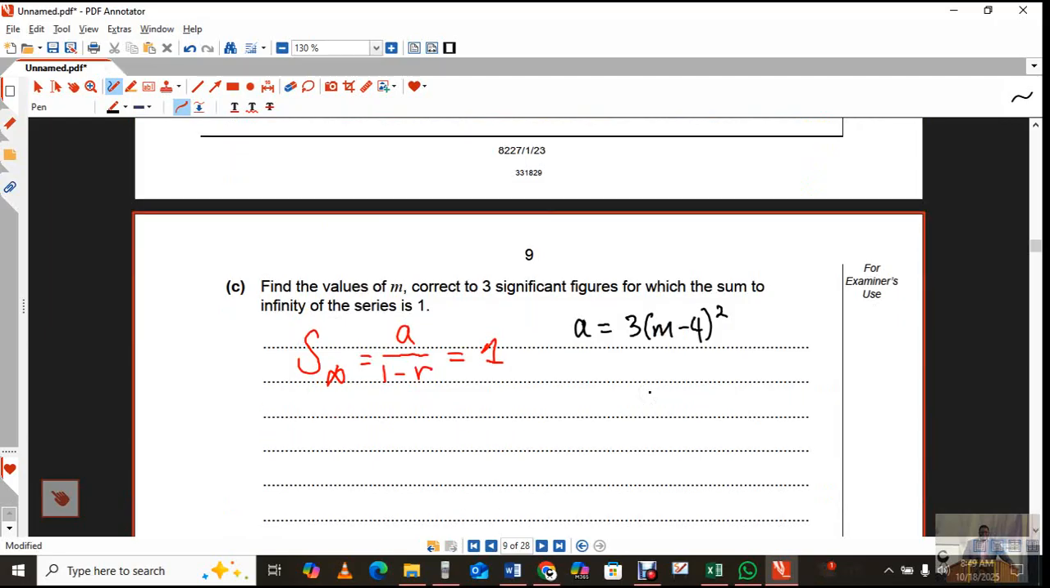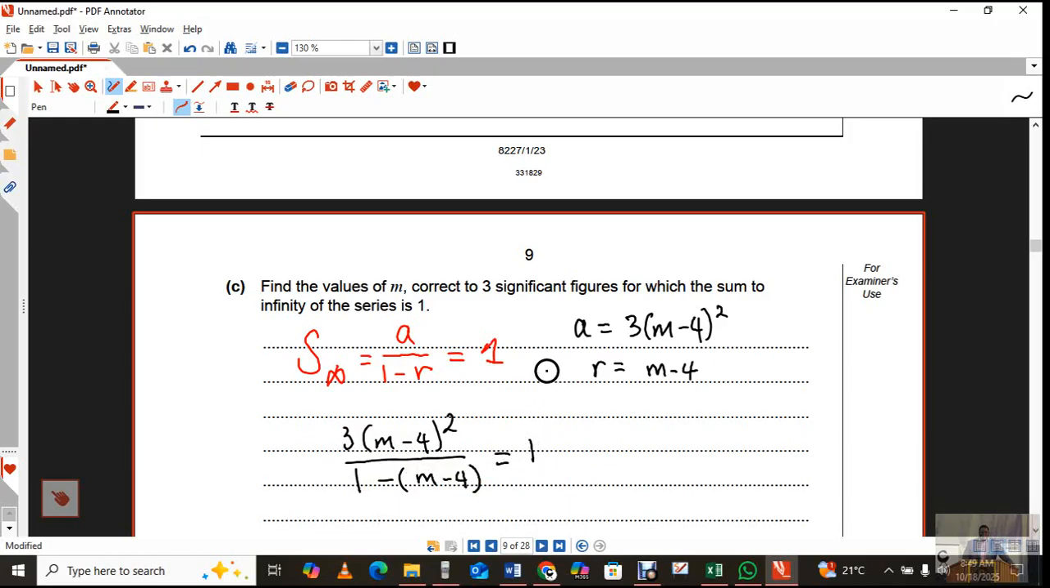We also know that r was given as m minus 4. So I'm going to use that value of a, which is 3, in brackets (m minus 4) squared, over 1 minus the value of r, which is m minus 4, and this should equal 1.